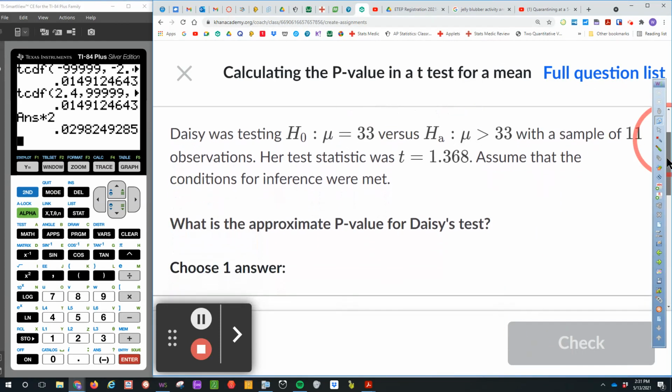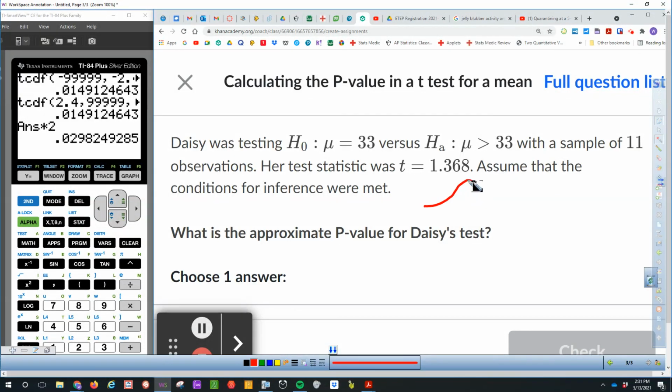I hope this makes sense, and let me know if you have any questions. Oh, this one is greater than. Let's draw the picture, which is actually very useful. Here will be 1.368, and because it's greater than, we're going to shade this one side. We just need to worry about one side. This is my p-value.